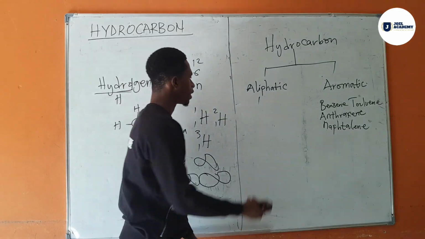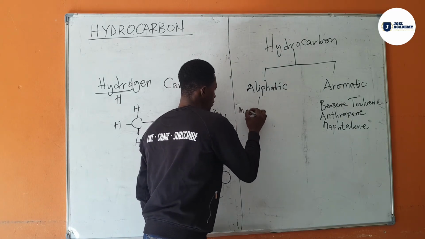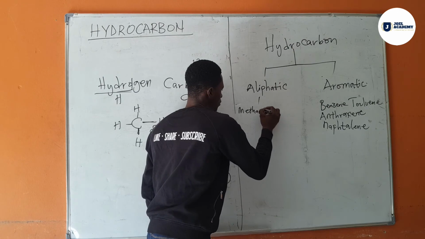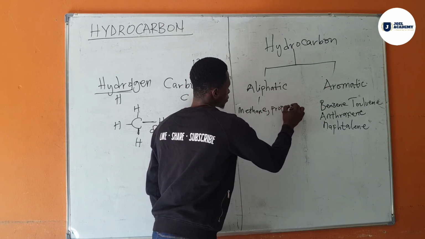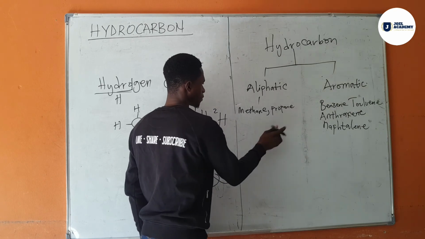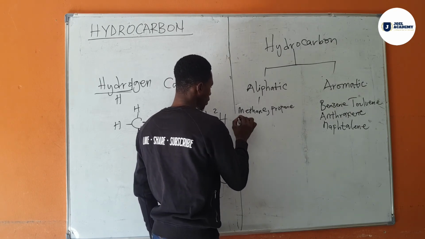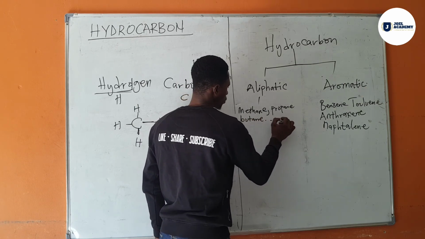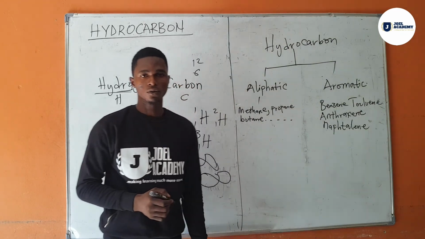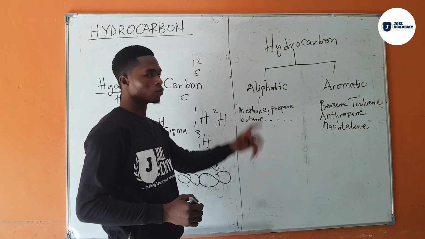So examples of the aliphatic hydrocarbons, we can have methane, we can have propane, we can have ethane, and so on and so forth. So this is all you have to know about the branches of hydrocarbons.